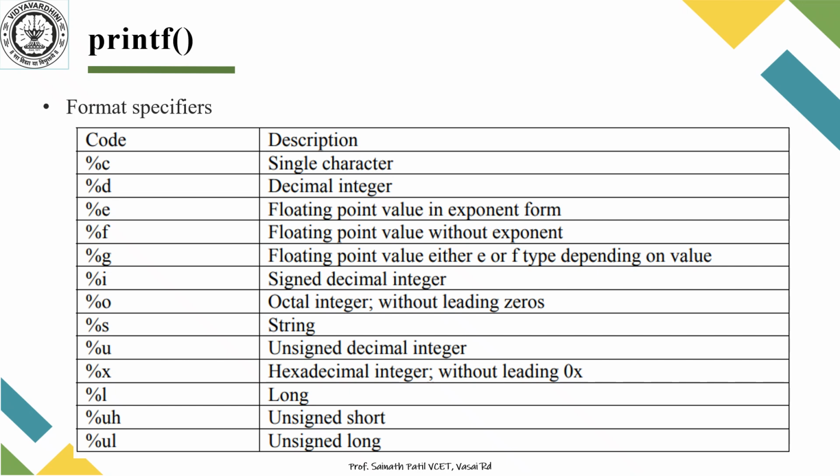Here we see the most commonly used: %c for displaying a single character. When you want to display multiple characters, that is a string, we use %s. %d, as you know, is for the integer. %f is for the floating point value without exponent. And there are others which are not generally commonly used, but whenever used, we'll see them.